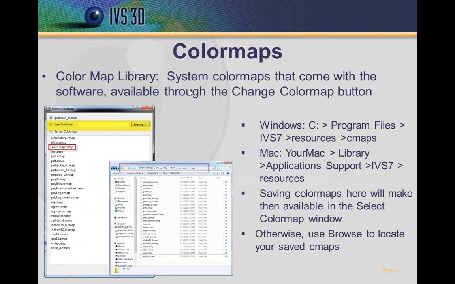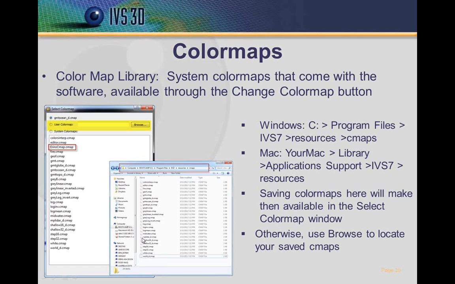The color maps that are used in Fledermaus come from our color map library. The color map library is the system color maps that come with the software. So this is what's available to you automatically. And this is the set of color maps that you see when you hit the Change Color Map button. Your color maps are stored in your software folders. So in Windows, that's under C, Program Files, IVS7, Resources, and CMaps. And there's your location on your Mac. I don't know the location for these files on a Linux machine.